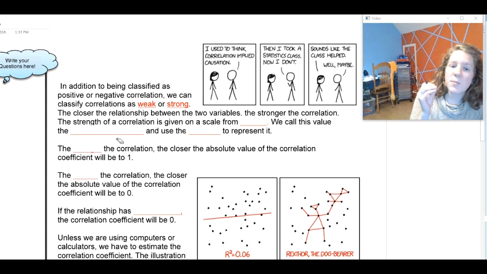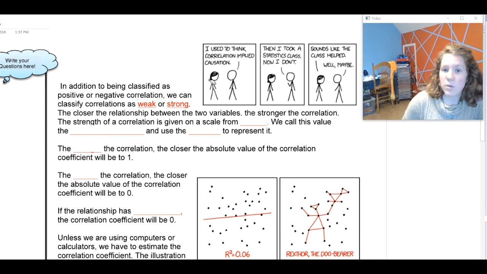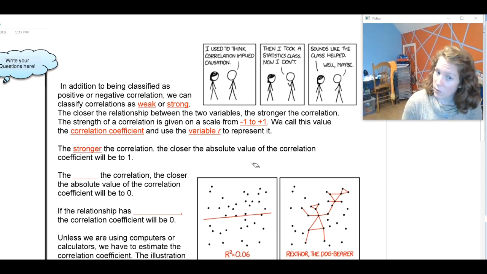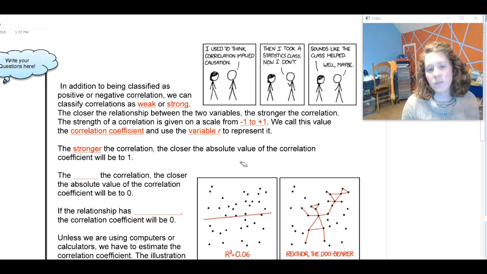So if a relationship is really, really close between two variables, then you're going to have a really strong correlation. Correlation is given on a scale from -1 to +1, and we call that the correlation coefficient, and we use the variable r to represent it. So the stronger a correlation, the closer it will be to 1 or -1, to the absolute value of 1. So it kind of makes sense.